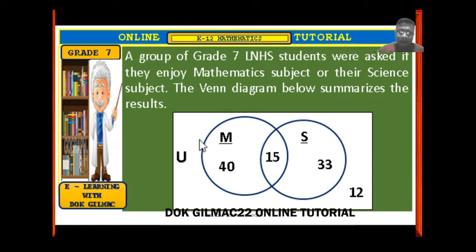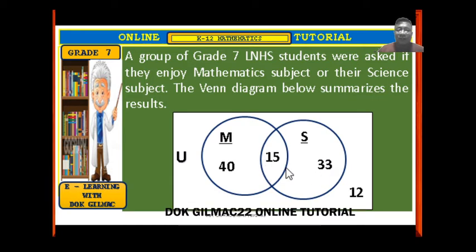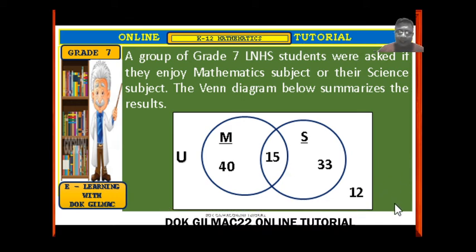Now, how many students like the mathematics subject? All in all, 40 plus 15, that's 55. How many students like the science subject? All in all, we have 33 plus 15, that's 48 students. So that's how to read the given Venn diagram.